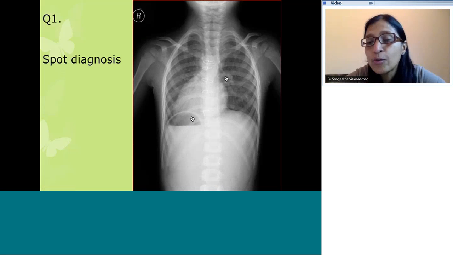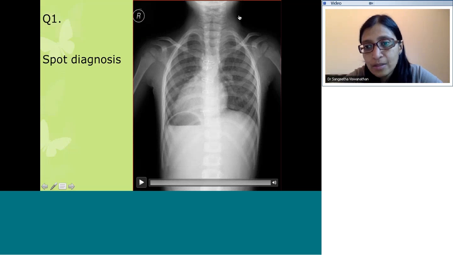What is the other thing you can see on this X-ray that is important? What else can you see? Another piece of information. What are these? Correct. So these are the sternal wires. So this is a post-operative patient.